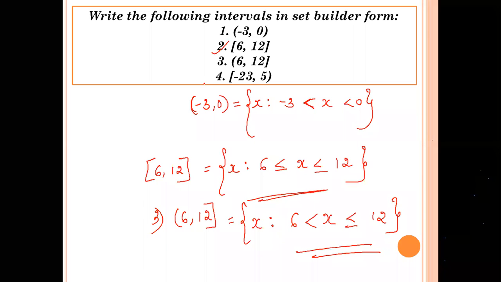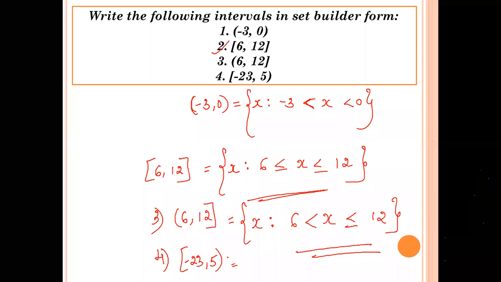Okay, take the fourth one. How to write the answer for the fourth one, students? Fourth one, it is minus 23 comma 5. Which is the bigger element, minus 23 or 5? Which is the bigger number, minus 23 or 5?